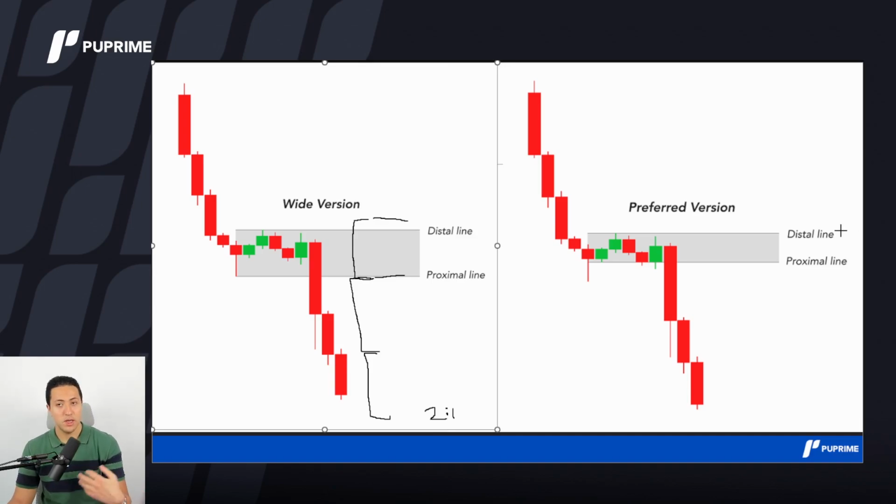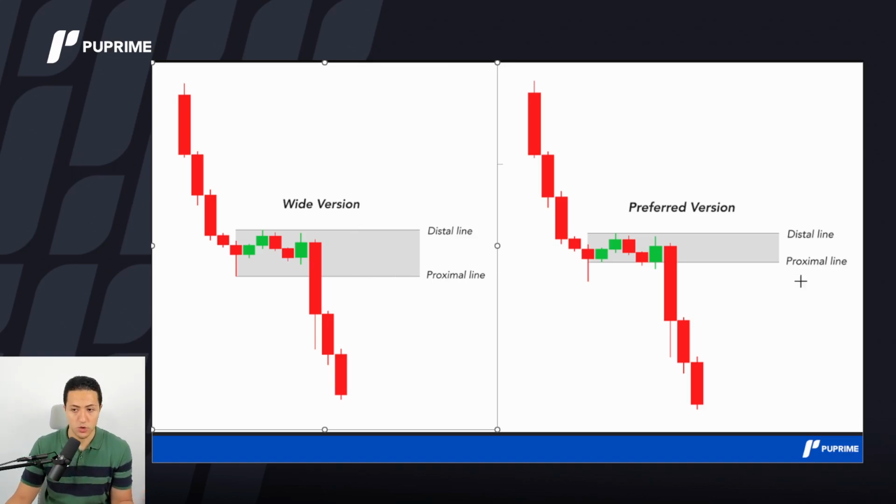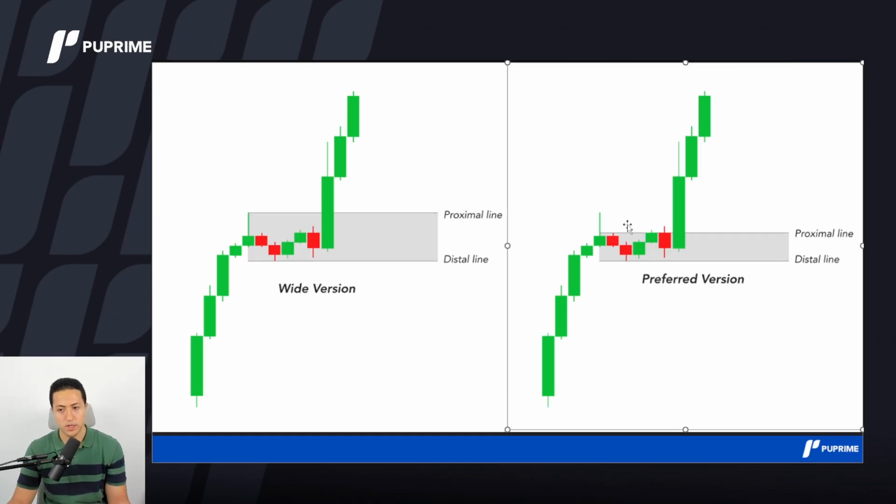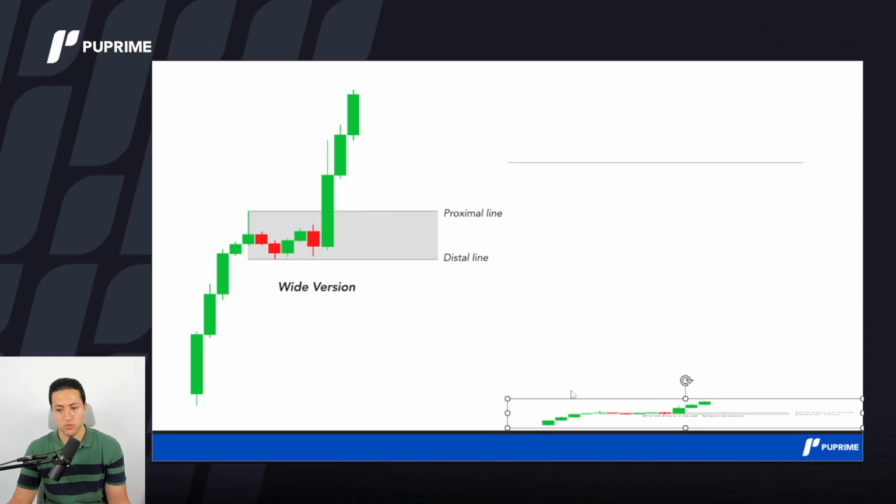The preferred version is more conservative. You might miss out on trades, but that's totally fine. I can accept that. Okay, let's move on. And yes, it's the same on the opposite side. Where's the wide and where's the preferred? Just move the preferred.